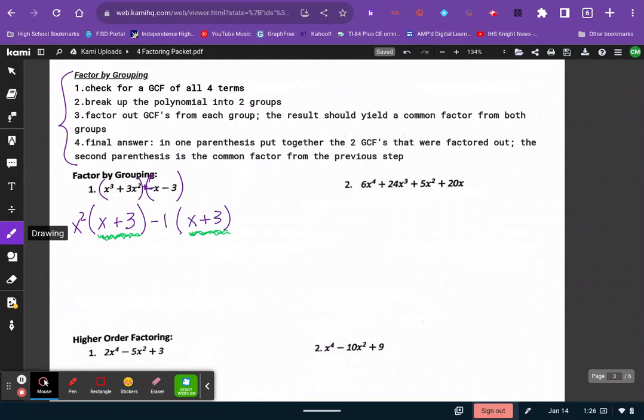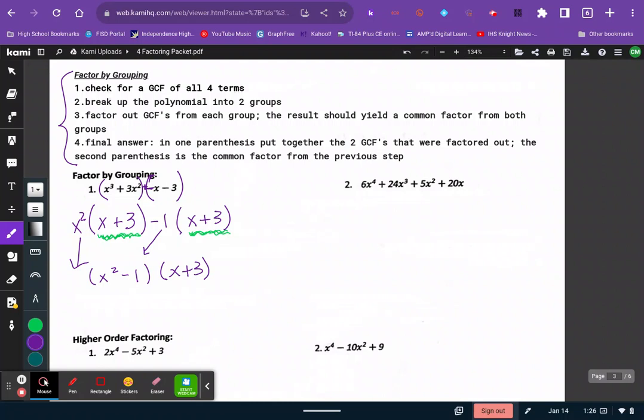So now let's pull the 2 GCFs that I factored out from each group. That's going to be my first set of parentheses. And then my common factor x plus 3 that both of them had left over, that's my second set of parentheses. So this is where I check to see, am I finished, or do I have something else that I can do? If I'm finished, I put a box around it.